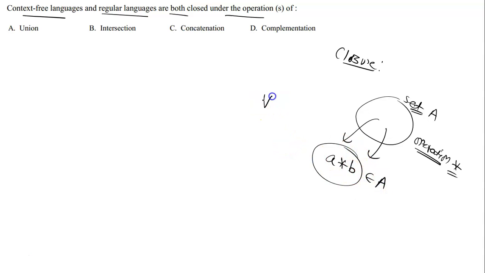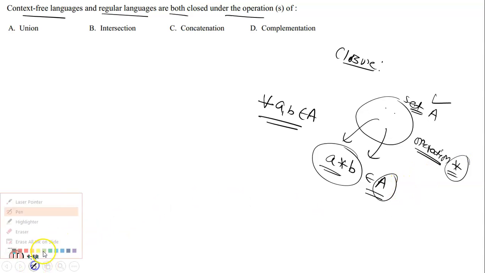What it means? It means basically for all A comma B belongs to A, if you take any 2 elements from this set A, those elements can be same also, those elements can be different also. So if you take any 2 elements A comma B from set A and you apply this operation star, the result should also belong to set A. Then we will say that this set A is closed under operation star. So this is our closure property.